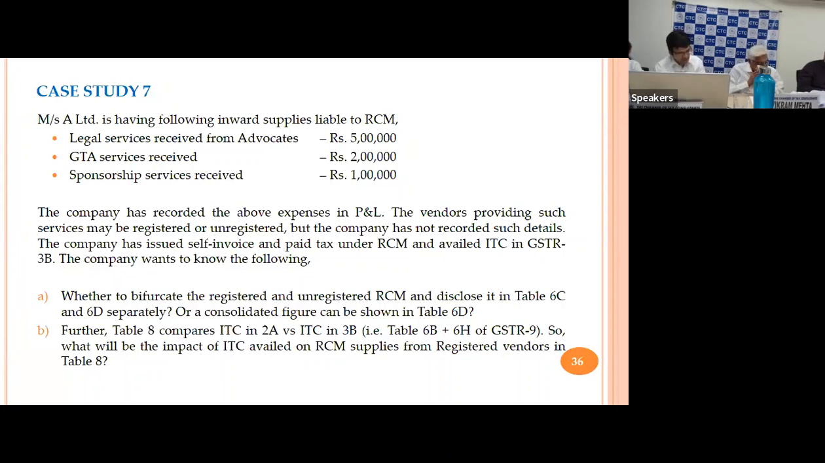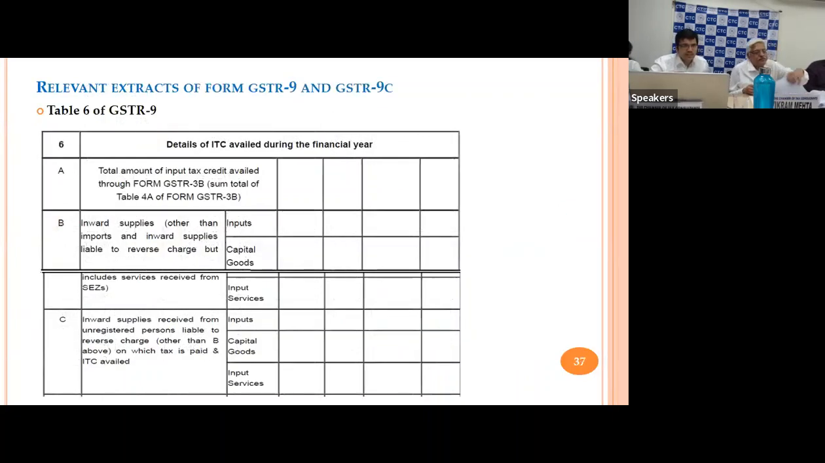But the company has not recorded this detail. The company issues self-invoices and pays the tax under RCM, rightly so. Now the issue is Table 6C and 6D. If you see Table 6C and 6D of GSTR-9, in 6C you have to show inward supplies received from unregistered persons liable to RCM, and 6D says inward supplies received from registered persons liable to RCM.